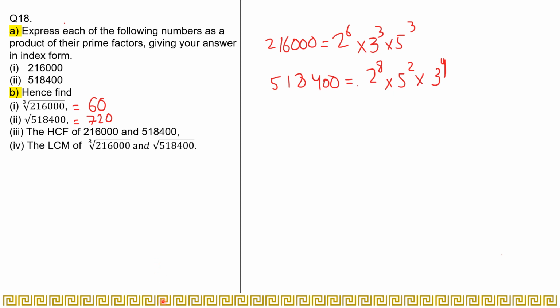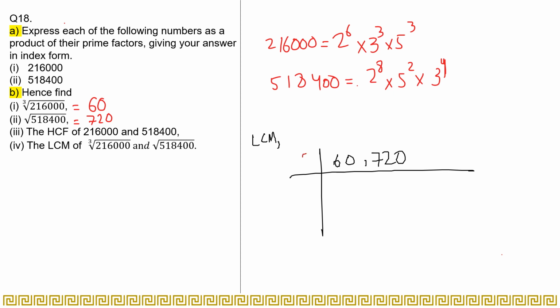Okay viewers, coming to the last part, we have to find the LCM of the cube root of 216000 and the square root of 518400. We were already done with finding the cube root of 216000, and that was 60, and for the square root we had 720. So let's use these and solve it. We can just directly find the LCM of these two numbers, that are 60 and 720, right? Because these are the cube root and square root of those two numbers.